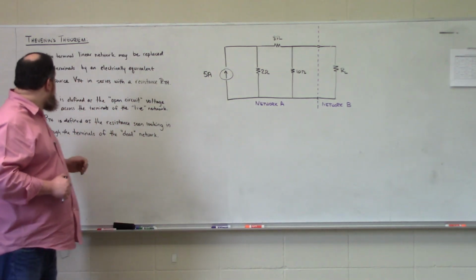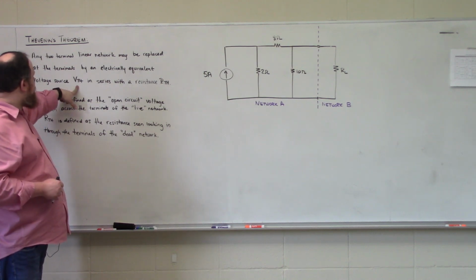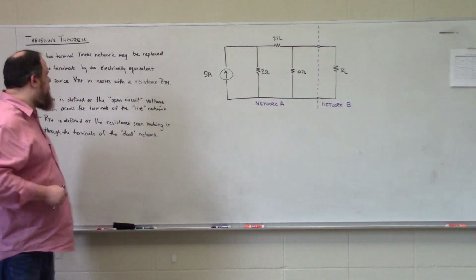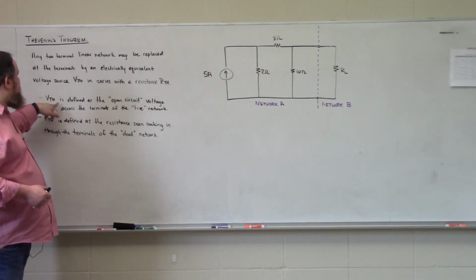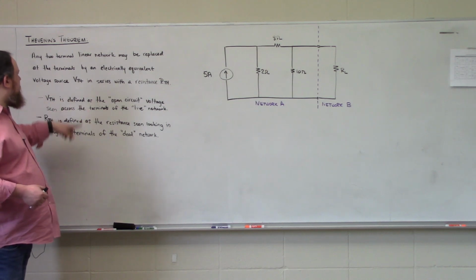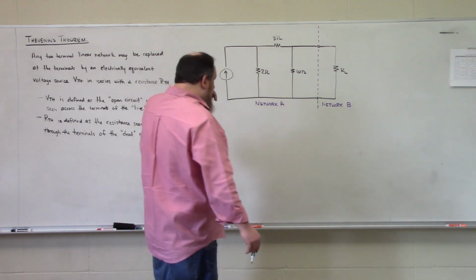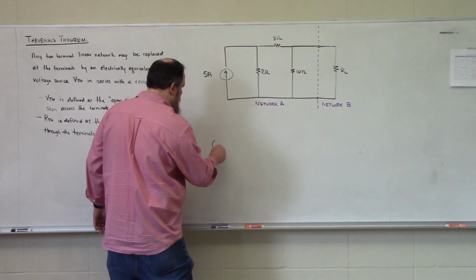So we are told that the Thevenin equivalent circuit has two portions, a voltage source VTH in series with a resistance RTH. So let's start with the voltage source, where VTH is defined as the open circuit voltage seen across the terminals of the live network. So the open circuit voltage means, I'm going to redraw our circuit real quick.